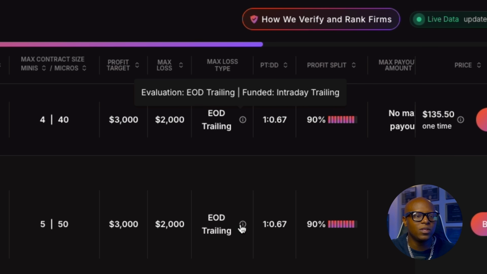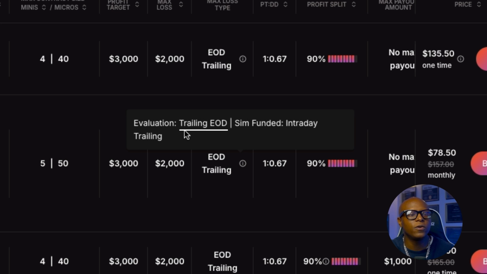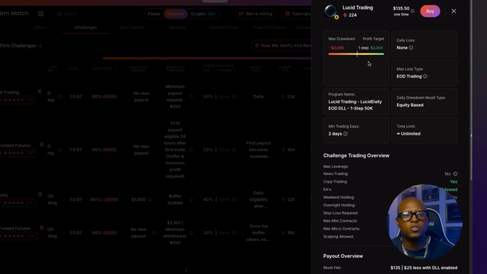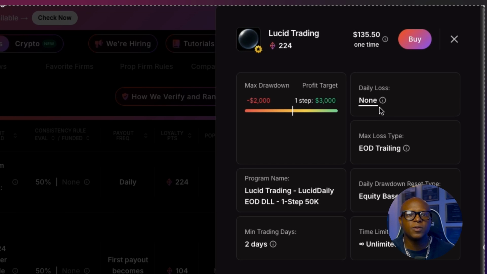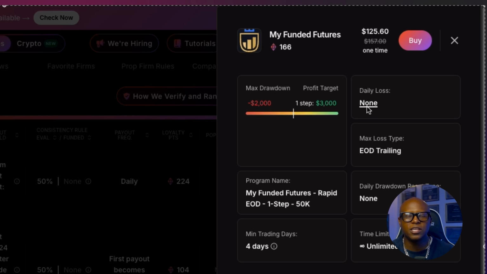Same thing with the MyFunded Futures Rapid account. This is end of day trailing on the evaluation, but then once you get to the sim funded, this is going to turn into an intraday trailing account. On Lucid Trading, there is no daily loss limit unless you have it enabled, which would come in at $1,200. For the MyFunded Futures Rapid account, there is no daily loss limit, and for their new account, there's no daily loss limit as well.